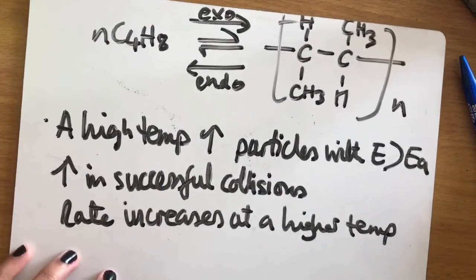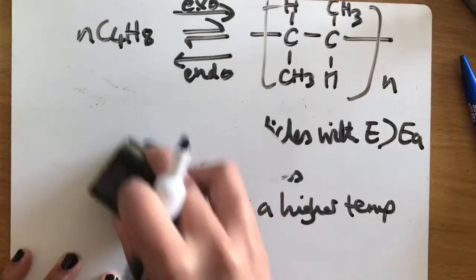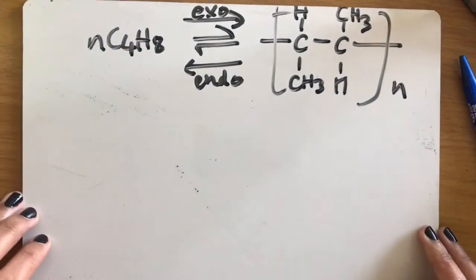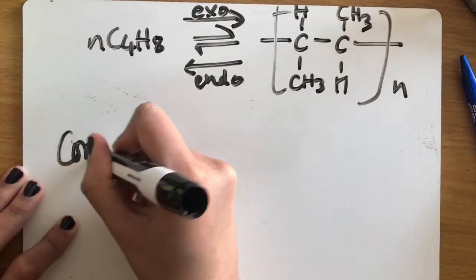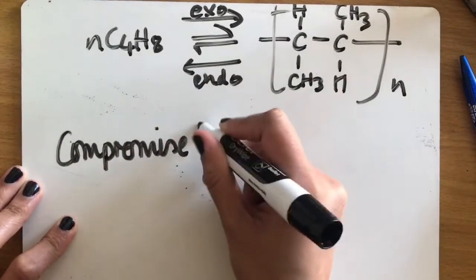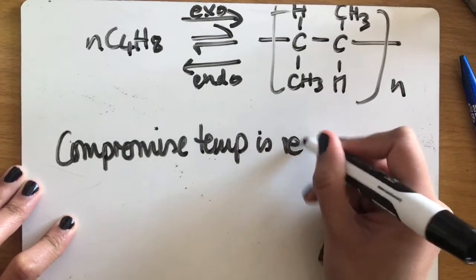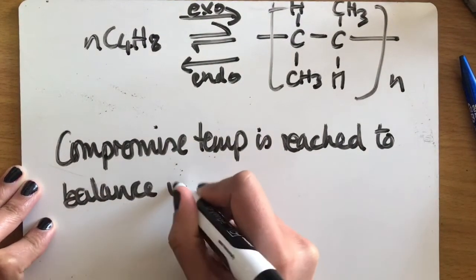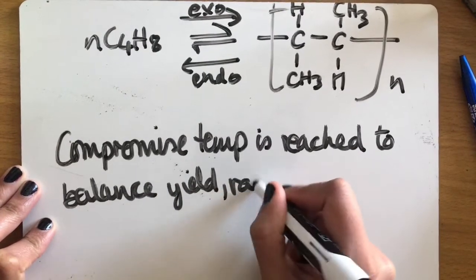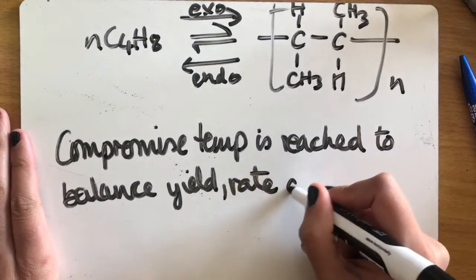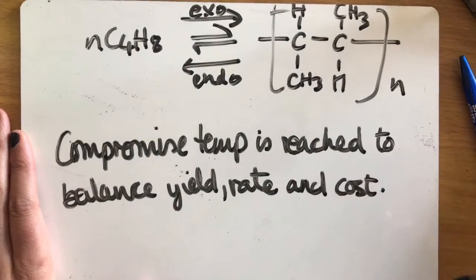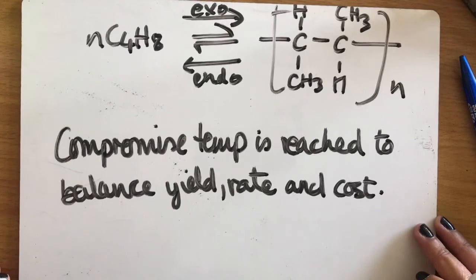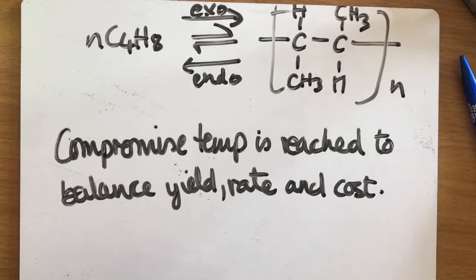So we've talked about equilibrium, we've talked about rate. So then the last little section is going to be looking at the compromise. So the compromise temperature is reached to balance yield, rate, and cost as well, because there's only so much that we can increase the rate of reaction by increasing the temperature before it gets too expensive.